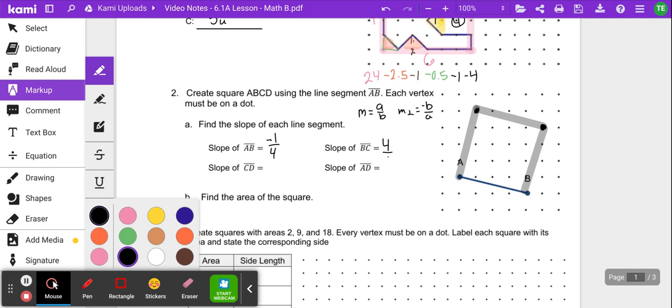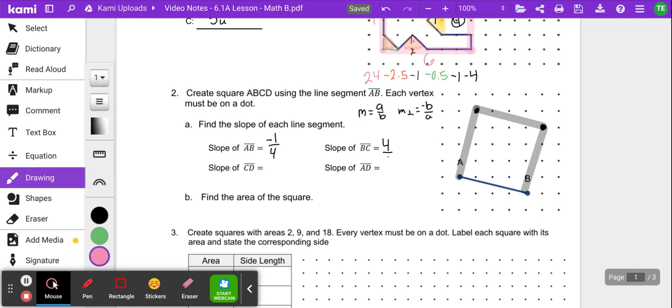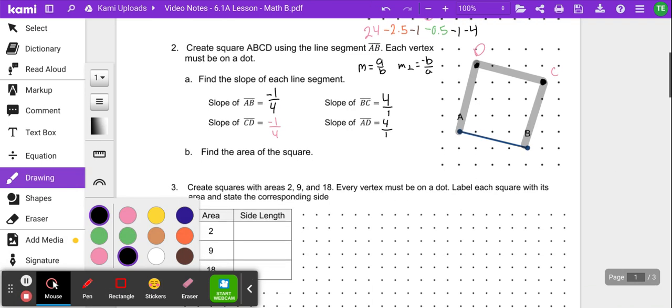Okay, so A, B, C, D. CD is parallel to AB, so it's negative 1/4. And AD is parallel to BC, so it is 4 over 1. Okay, the area of the square. Now, that's a little bit harder, not too hard.